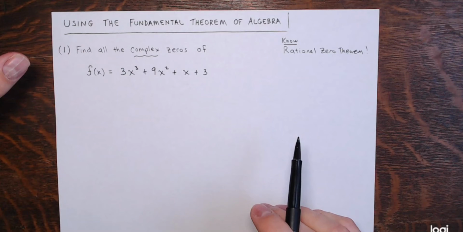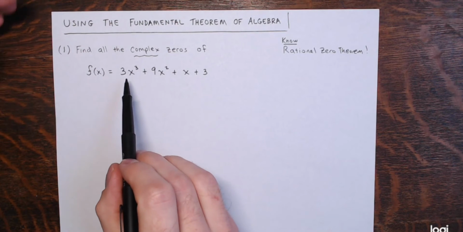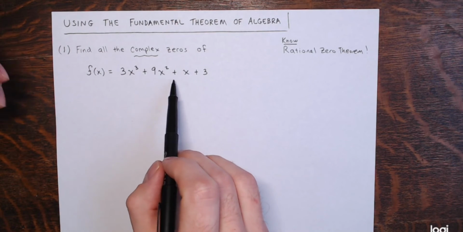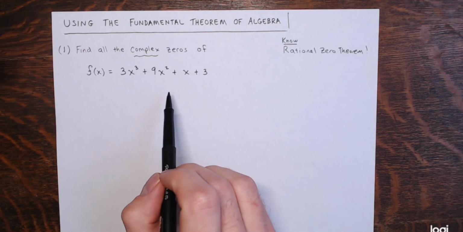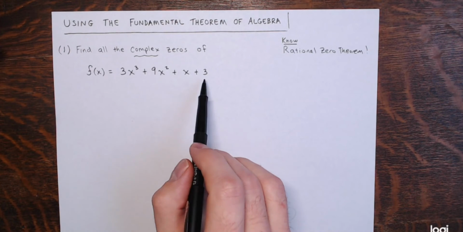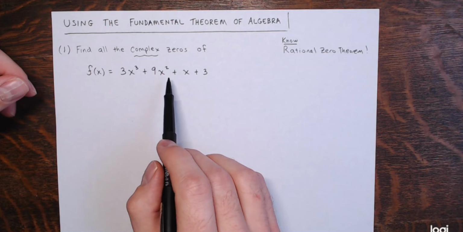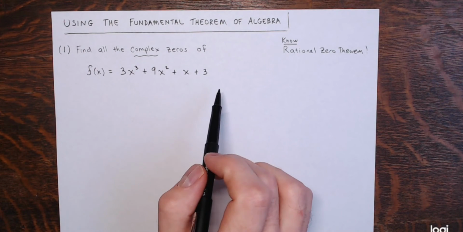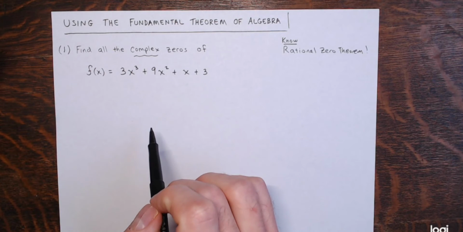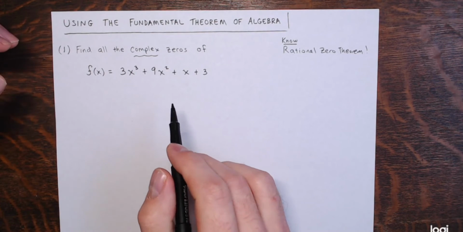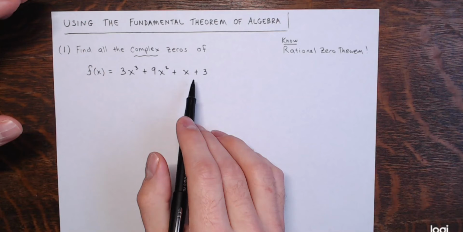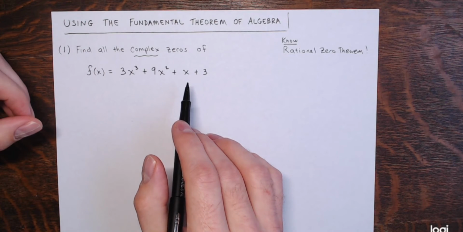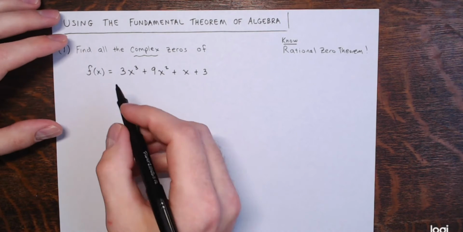Alright, now, I see f of x here equals 3x cubed plus 9x squared plus x plus 3. It's a polynomial function, and I'm asked to find all the complex zeros, all the numbers that I can plug in for x to make this equal 0, to give me an output of 0. Now, one thing I'm noticing here, and you may notice this as well sometimes, just sometimes though, is that this polynomial is factorable by grouping.